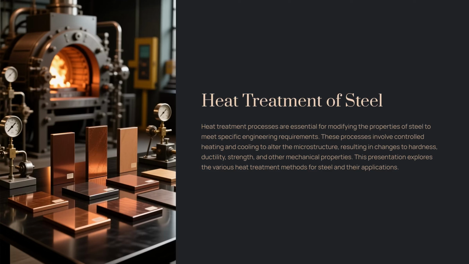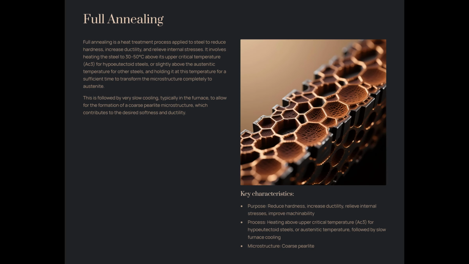Heat treatment of steel. Full annealing. Full annealing is a heat treatment process applied to steel to reduce hardness, increase ductility, and relieve internal stresses. It involves heating the steel to 30-50 degrees Celsius above its upper critical temperature.